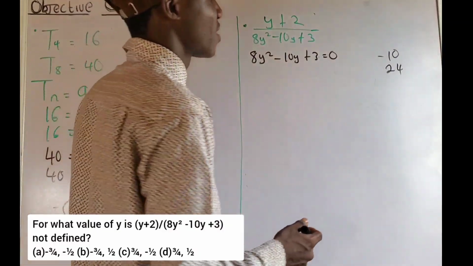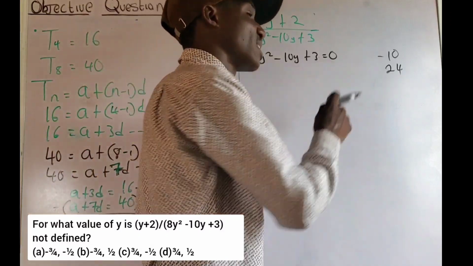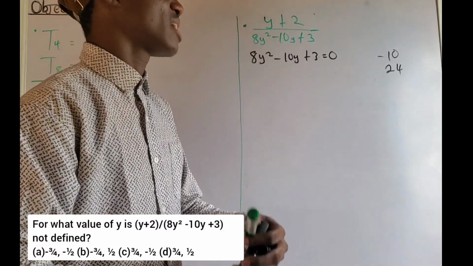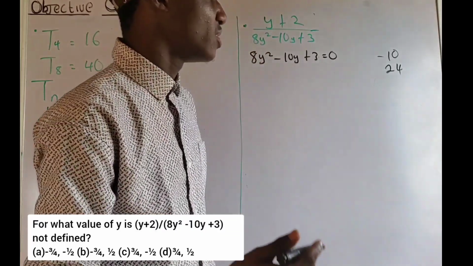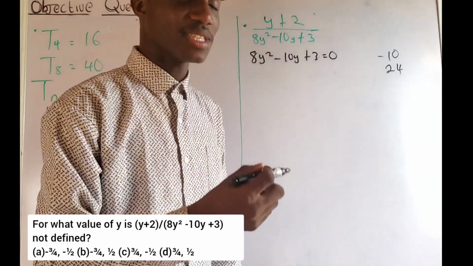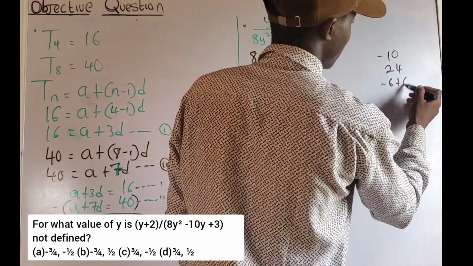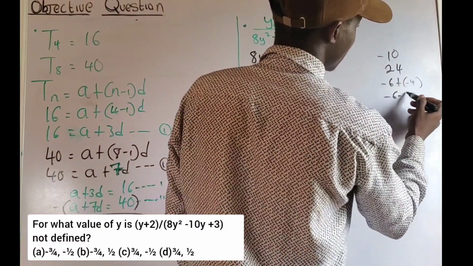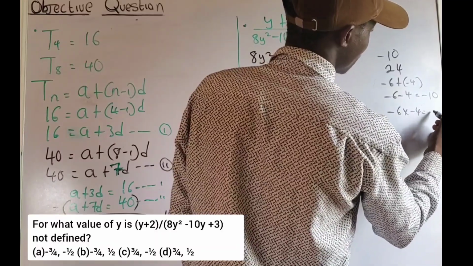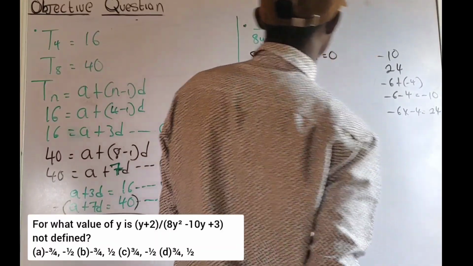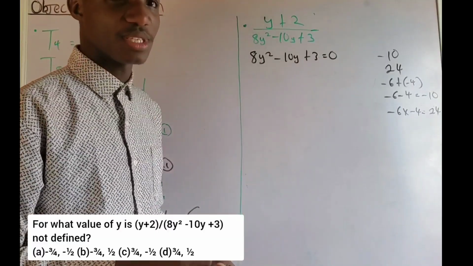Now, what can we add together that will give us negative 10, and if we take the product of these two numbers, we're going to have 24? Well, the values are negative 6 and negative 4. Let us try it. Negative 6 plus negative 4, what's the answer? Negative 10. Now, negative 6 times negative 4, what's the answer? That is 24. Okay, so those values that we need are negative 6 and negative 4.